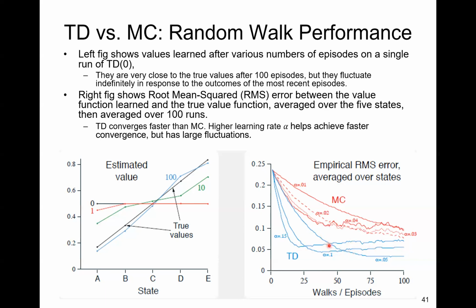With a smaller alpha, it converges to a smaller error after many episodes, but it converges slower. It's a typical result in machine learning where if the learning rate is too fast, it may converge to a local optimum.